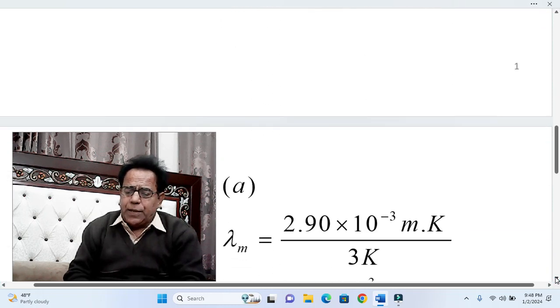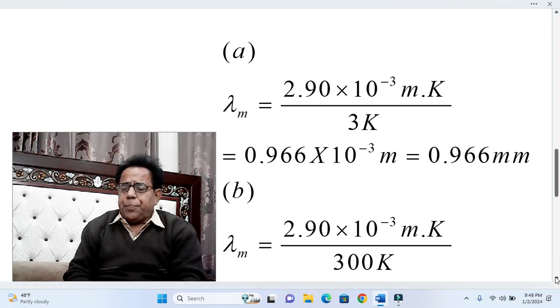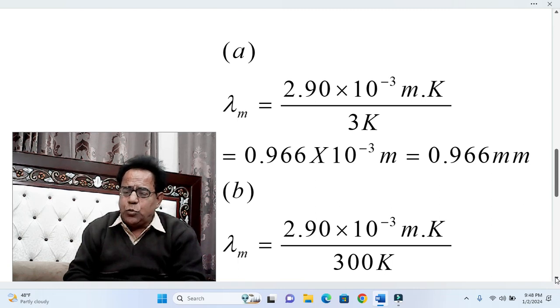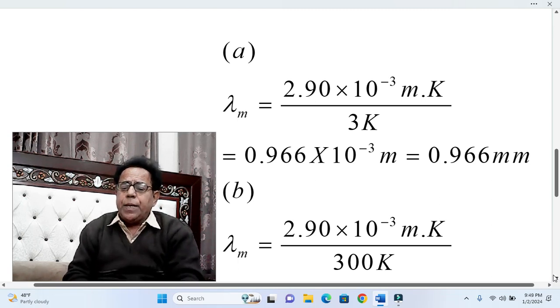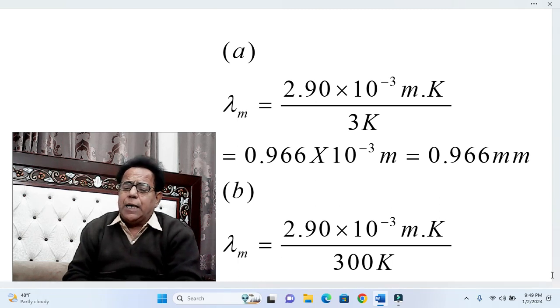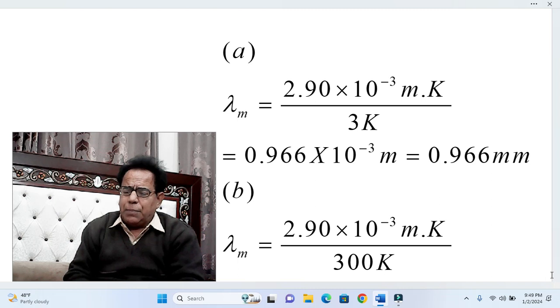Now we are just putting the values. Part A becomes lambda m equal to 2.90 into 10 raised to the power minus 3 meter dot Kelvin divided by 3 K. In place of T, we have used its given value in part A, 3 K. Here K will be cancelled with K, and our lambda m, that is peak wavelength, maximum wavelength, will become equal to 0.966 into 10 raised to the power minus 3 meter. We know that 10 raised to the power minus 3 is called milli, because when we divide a meter into 1000 equal parts, each part is called millimeter. So it is our discretion whether we denote it by 10 raised to the power minus 3 or small m, that is milli. So it will become 0.966 millimeter.